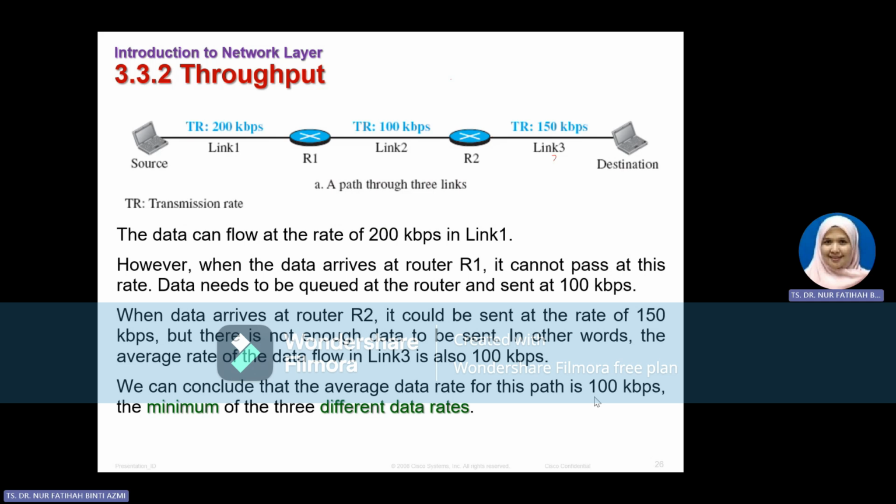So this leads us to the conclusion that the average throughput of the entire path is determined by the minimum transmission rate among the links. In this case it is 100 kilobit per second.